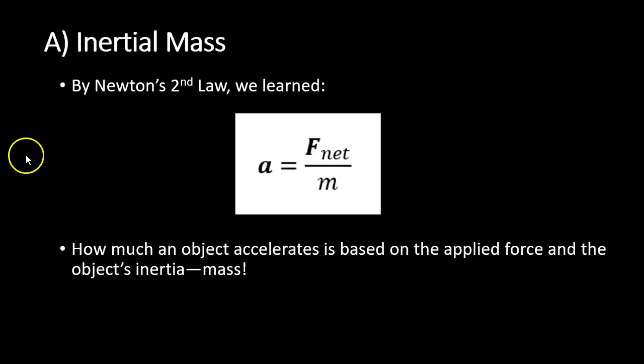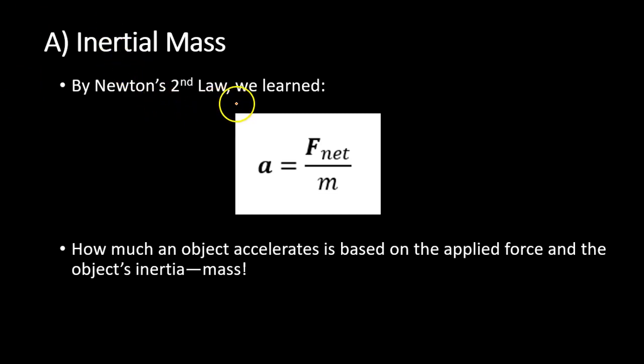Hey everyone, Thrasher here. In this video, we are looking at two types of mass, inertial mass and gravitational mass. We're going to look at what the differences are, where they come from, and what the point is, what this really is getting at. So first, inertial mass, part A.